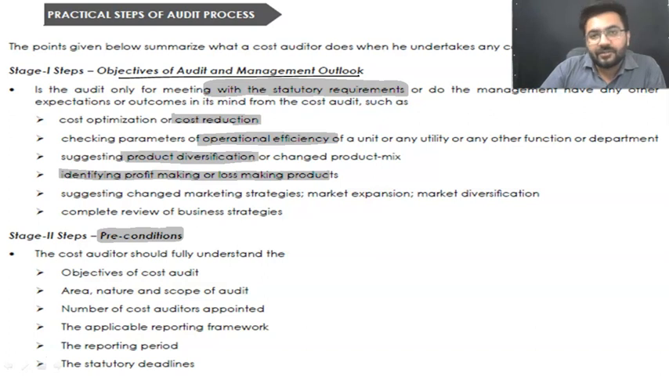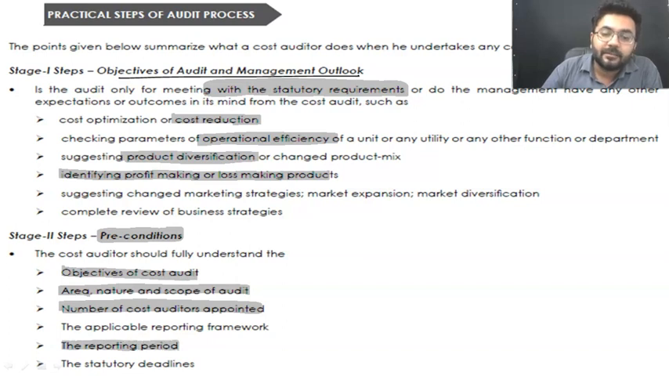So the very first is, as a cost auditor, we need to understand what the various areas are, what the scope of the audit is, and whether the cost auditor is going to conduct the cost audit solely. That means he is going to be the only cost auditor, or he will be accompanied by other cost auditors. So the number of cost auditors to be appointed. Apart from that, what is the purpose of the cost audit? The reporting period generally lies for a particular period, that is, a financial year, right? And the statutory deadlines: within how much time they need to complete their audit and submit their report.